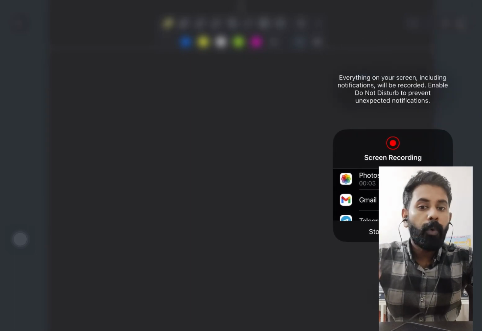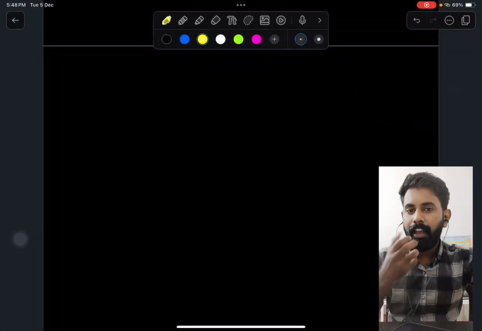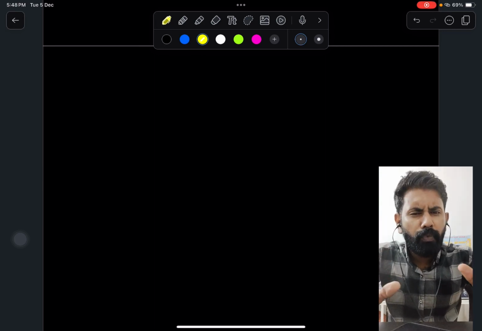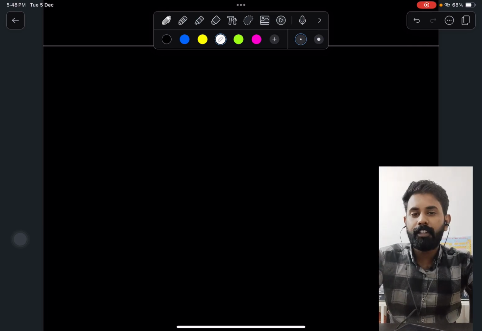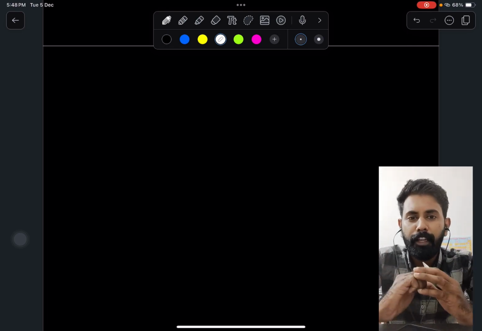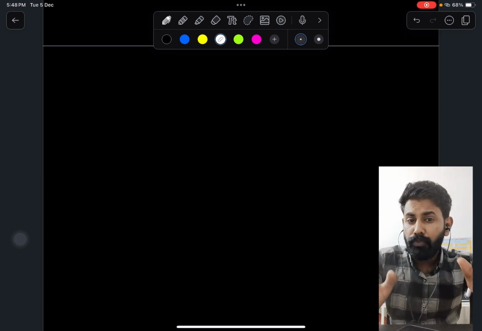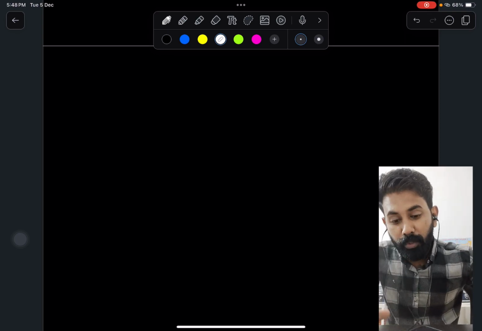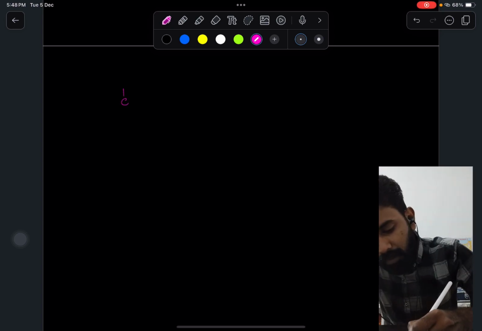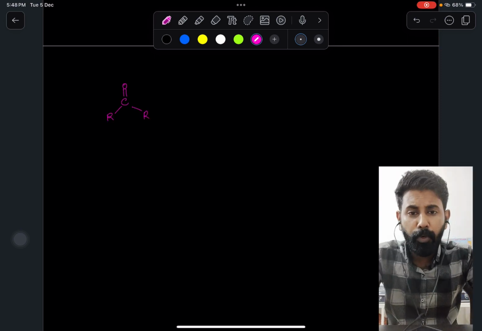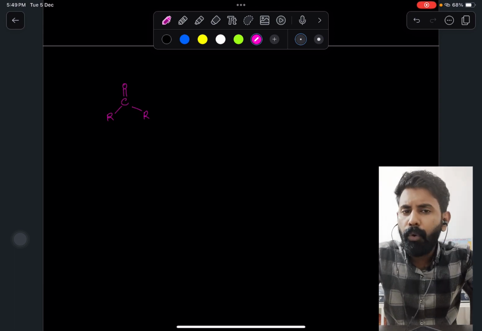So now let's start with the mechanism of the reaction. Before we start with the mechanism, we have to know why aldehydes and ketones actually undergo nucleophilic addition reaction, right? For that, we have to know the structure of aldehydes and ketones. So this is the general structure of aldehydes and ketones. There will be this carbonyl group, and there will be an R group. The R group could be alkyl, aryl, or a hydrogen atom.